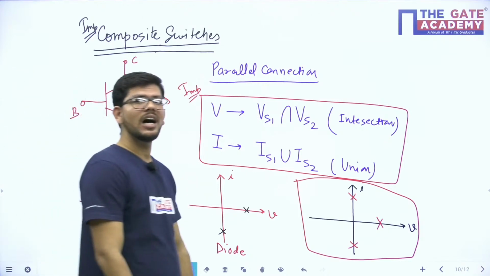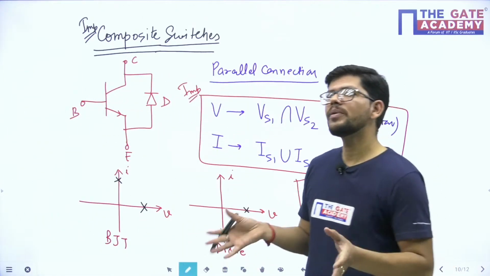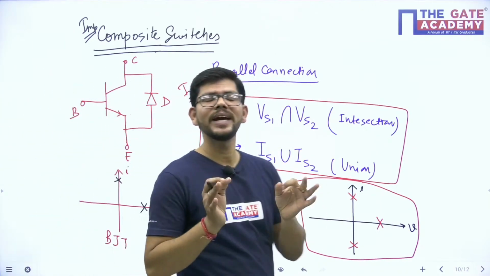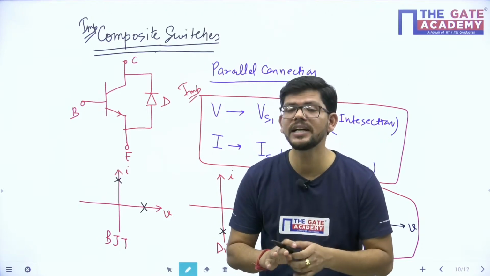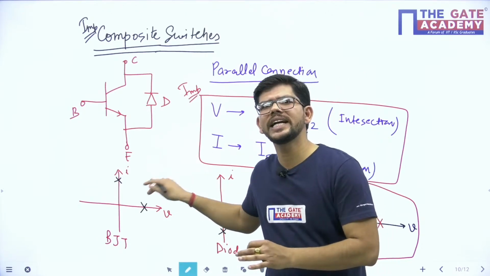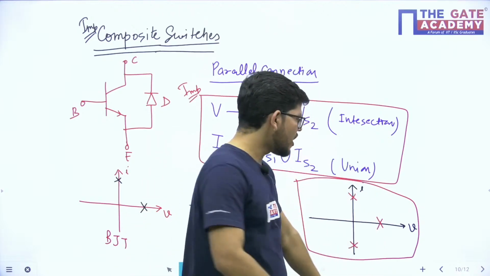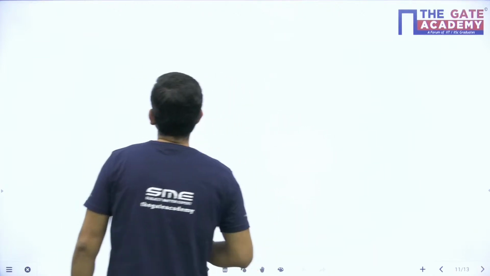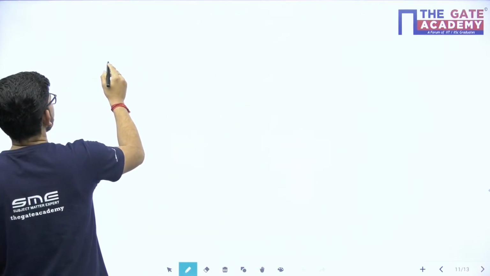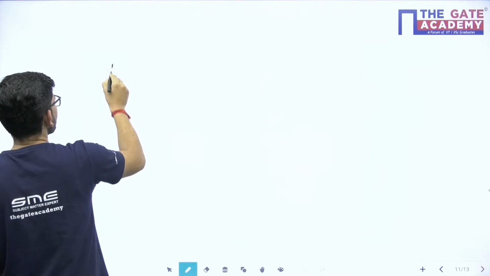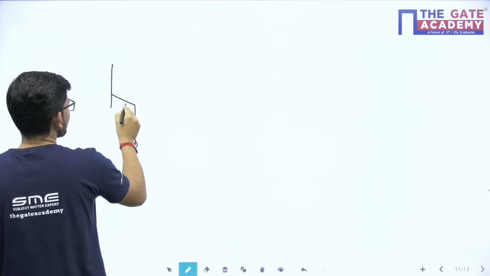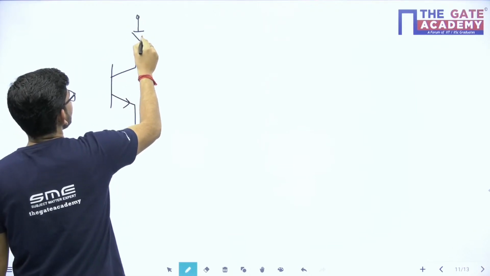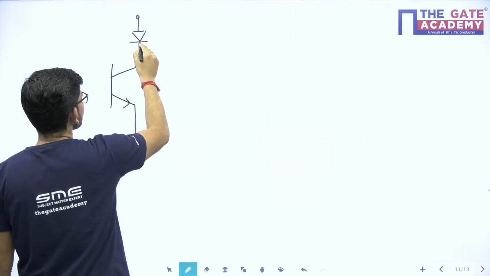So this is how you will determine the safe operating area for a combination of switches, that is, a composite switch. This is very important as far as the GATE exam is concerned. This year you will definitely get a question out of this topic. Now let me talk about another scenario. Suppose we have a BJT, and a diode which is connected in series with this BJT.